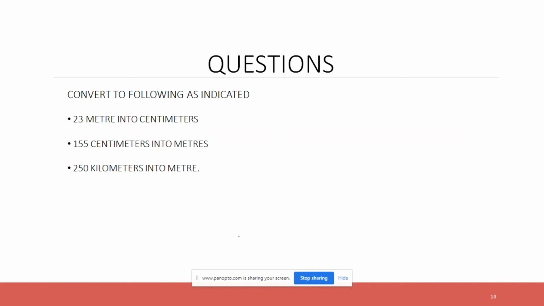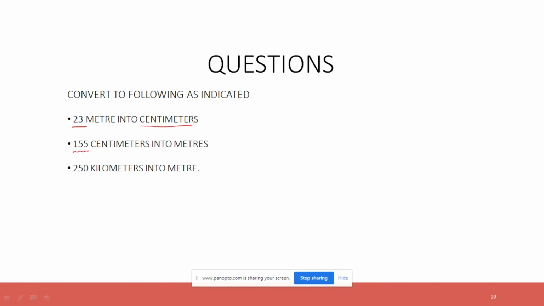So there are some questions for you. You have to practice these questions. We will discuss the answers of these questions in the upcoming videos. The first question is, you have to convert 23 meters into centimeters. Again, this is very easy. In 1 meter, there are 100 centimeters. Similarly, you can convert 23 meters into centimeters.